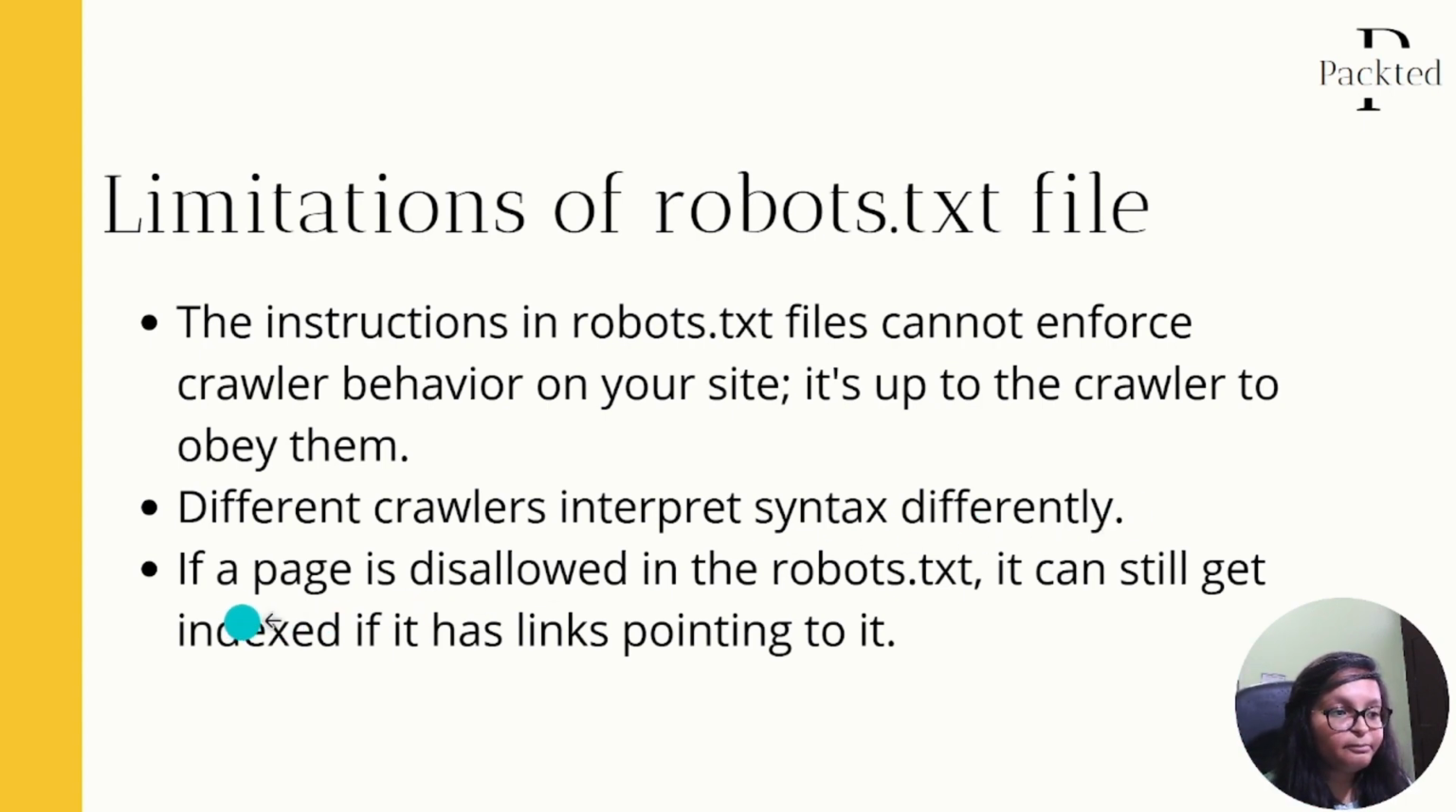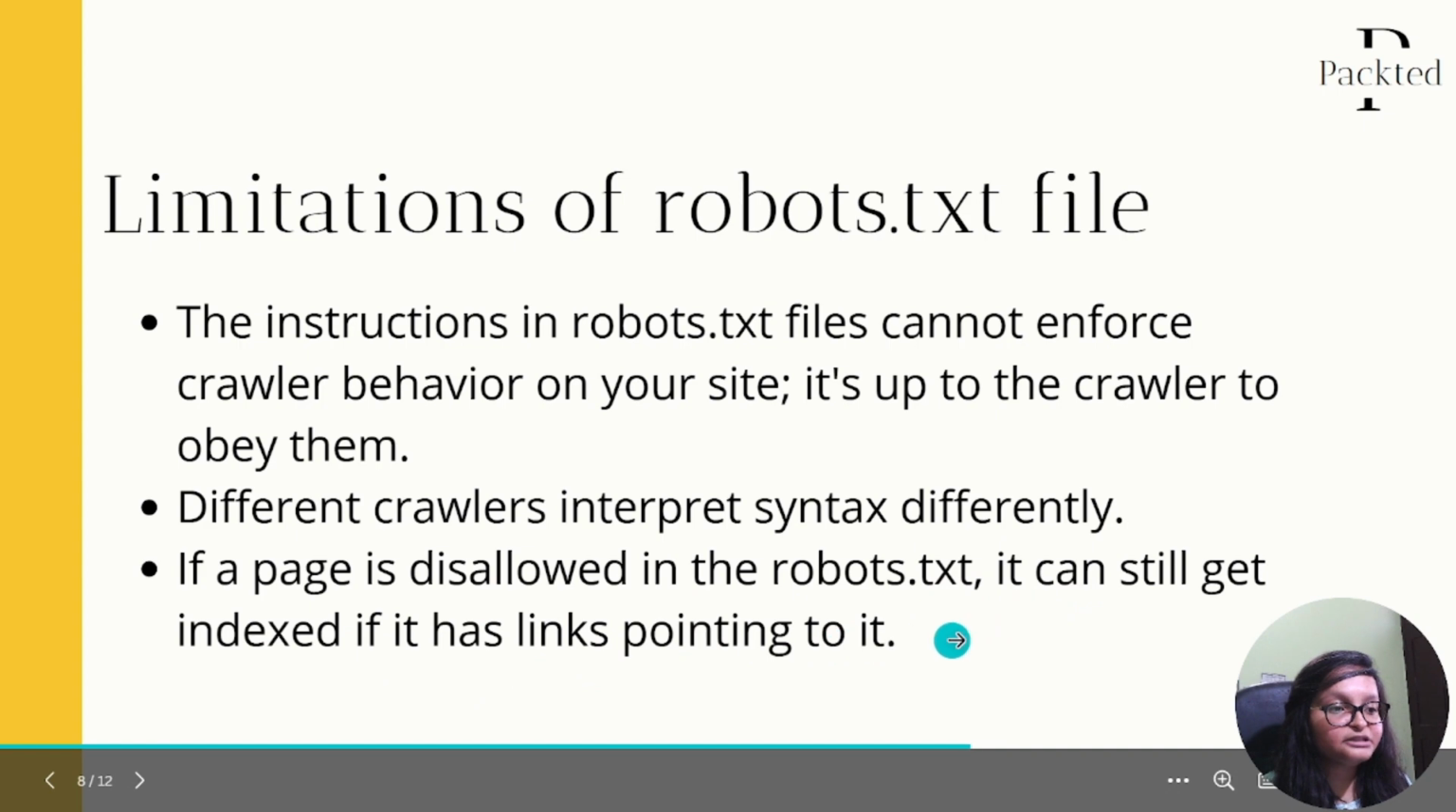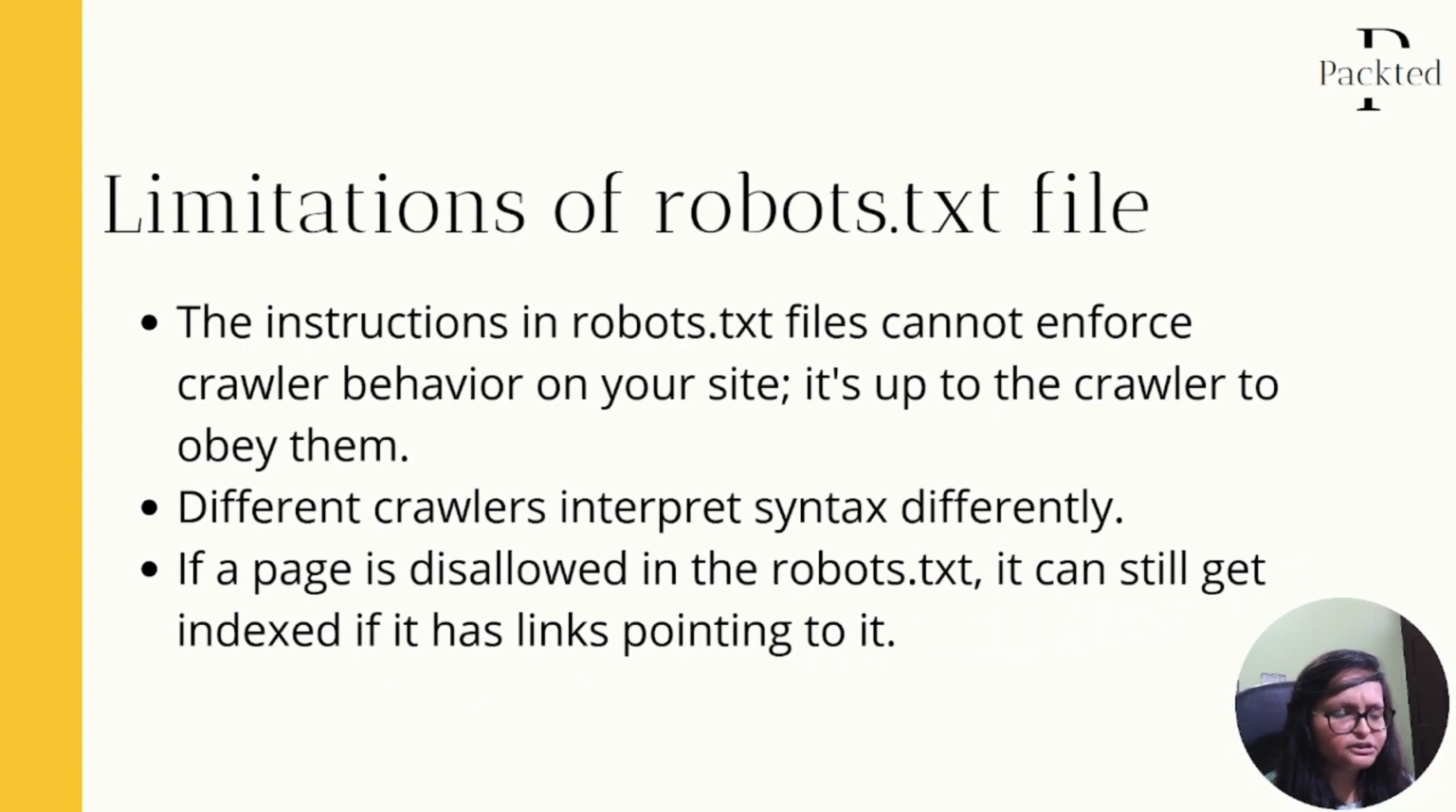The last thing is that if a page is disallowed in the robots.txt, it can still get indexed if it has links pointing to it. This is not just for indexing, it is for crawling. If you have blocked a page in your robots.txt file and it is linked by other pages, or maybe you have internally linked them, or it has backlinks pointing to it, then it will get crawled, because it is contradictory that you have disallowed that page in robots.txt, but there are links pointing to it. And as you may know, crawlers follow links to crawl pages, and that's why it can get crawled.